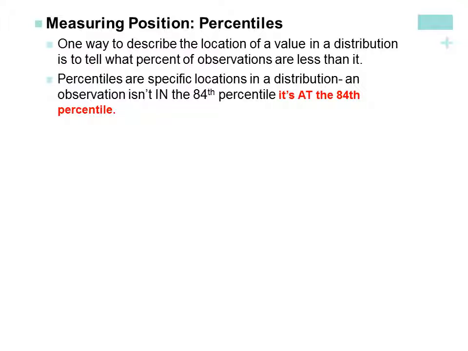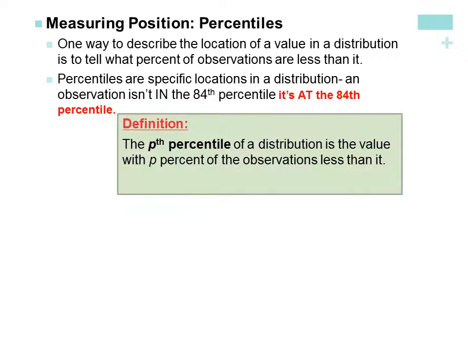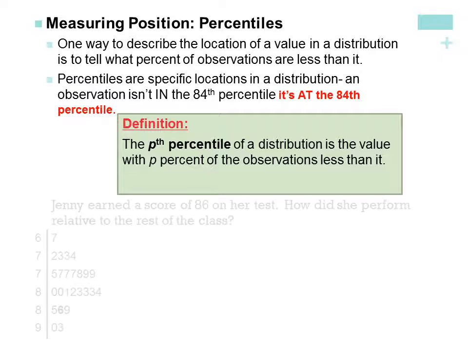So what does that mean if you're at the 84th percentile? If you are at the 84th percentile, that means that you scored better than 84% of your classmates. 84% of your classmates scored worse than you did. Okay, so it's all of the observations less than that value. The official definition is the pth percentile of a distribution is the value with p% of observations less than it. Okay, so we're going to be using this throughout this entire chapter and basically the rest of the year. So just keep in mind, percentile is always the number of observations less than it.